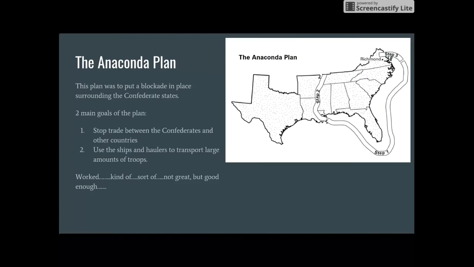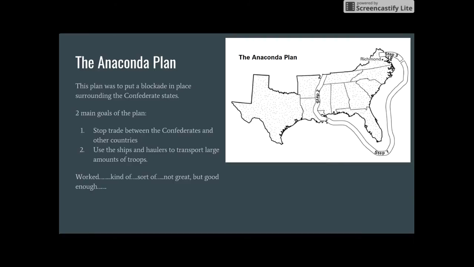The Anaconda Plan we've talked about multiple times. Vocabulary word, by now we should know this, all right? This plan was put into place as a blockade to surround the Confederate States. Two main goals: to stop trade from the Confederate States to other foreign countries, and to use ships and haulers and transporters to move large amounts of troops all around the South. It would transport troops from the northern states down to any place located along the coastline, and then they could march inland from there. It was a three-step process.